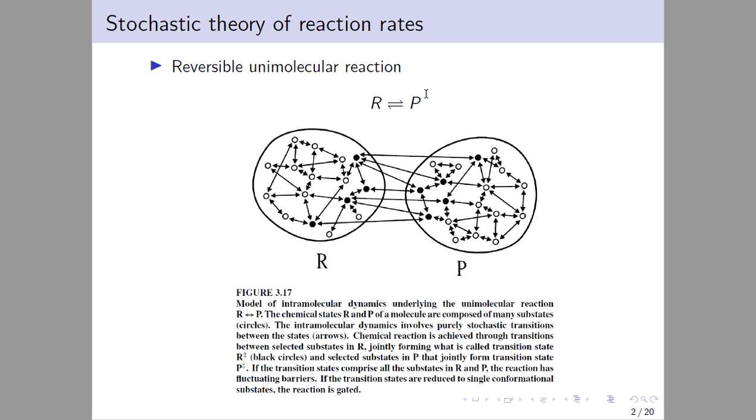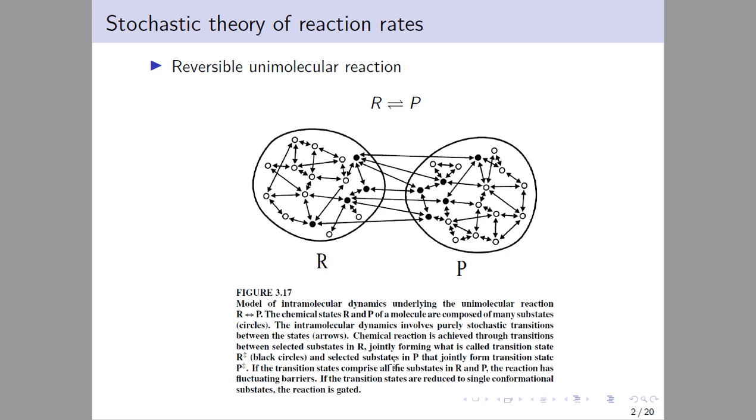From this picture we see that in order for R to become P, the reactant to become the product, it can go to the transition state or the metastable state. Metastable state is a term from nuclear physics. So before it becomes a product, it is in a metastable state.